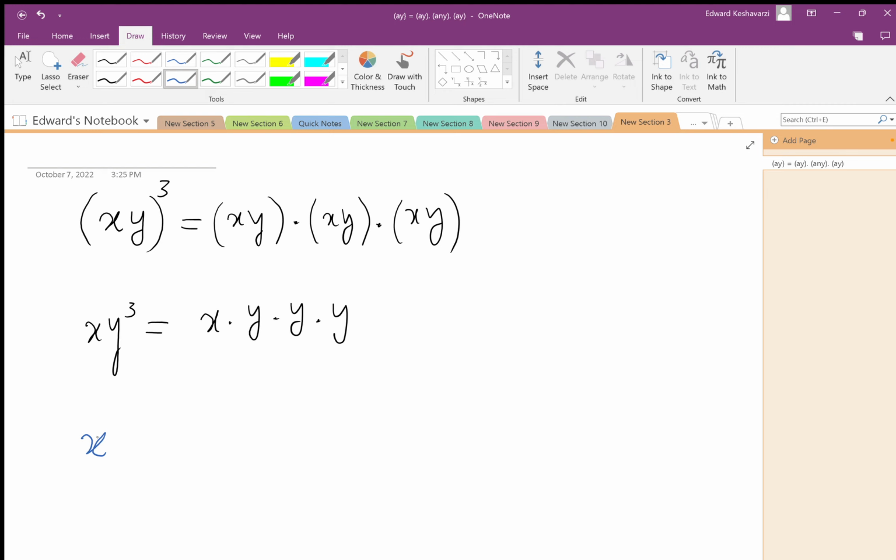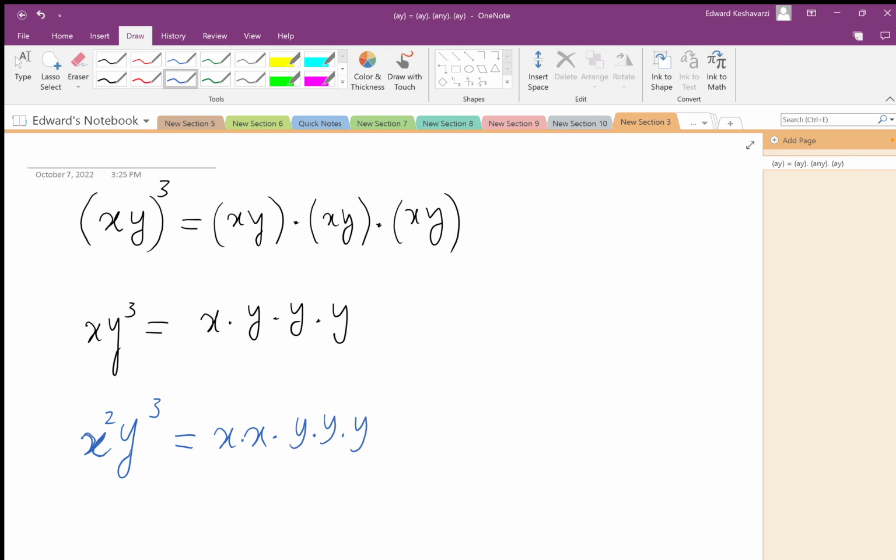So let's have another example. x squared y cubed. This one can even better show you that the exponents, if there is no bracket, apply just to the letters immediately at the left side of those exponents. So it means this one can be written as x times x times y times y times y.